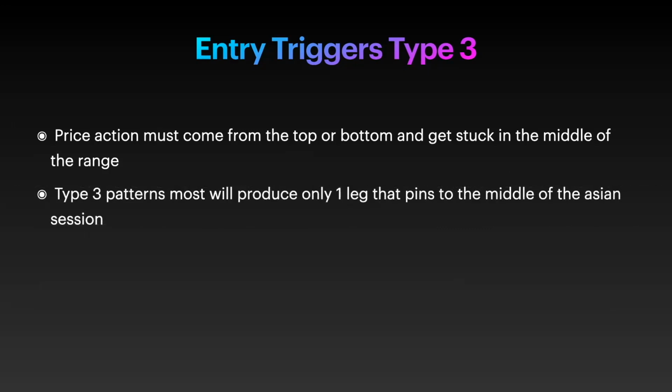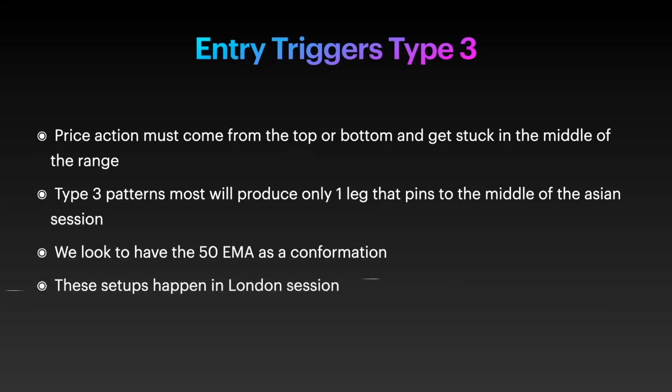Most type 3 patterns will produce a one-legged pattern that pins to the middle of the Asian session. We look to have a 50 EMA pin as a form of confirmation. So most times you're going to get price action pinning to the middle of the Asian range, but also pinning to the 50 EMA. Sometimes it may ride on top of the EMA, so you may get railroad tracks going straight through the 50 EMA. Most of these type 3 setups happen during the London session.